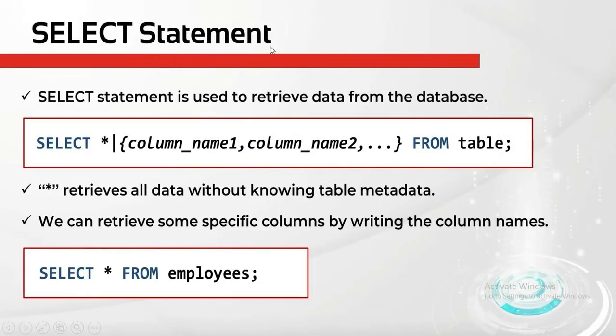So we can see here the select statement. Already I told you, the select statement is used to retrieve data from a database. So select star from table; or select column name 1, column name 2 from table; this is the syntax of the select statement. From this table, it will retrieve the data and display it to you. Star means it retrieves all the data without knowing the table metadata. We can retrieve some specific columns by writing the column names. Select star from employees is the select command used to retrieve all the data.